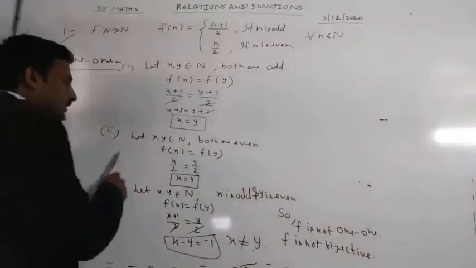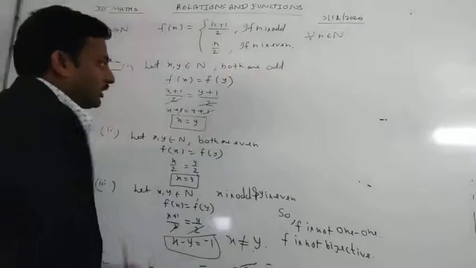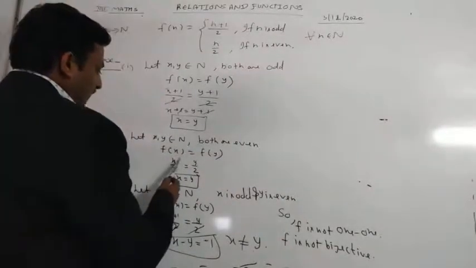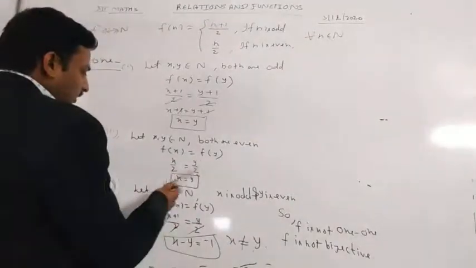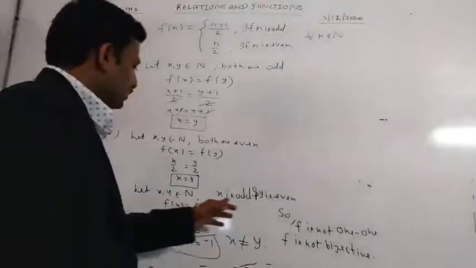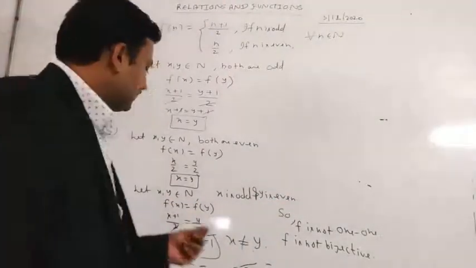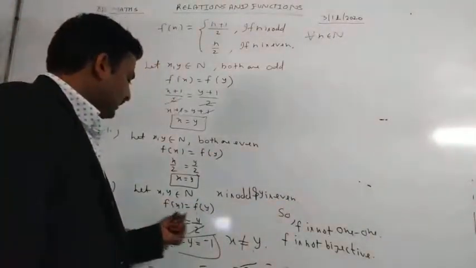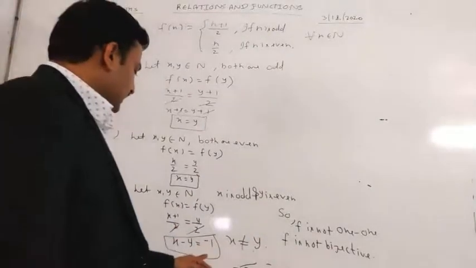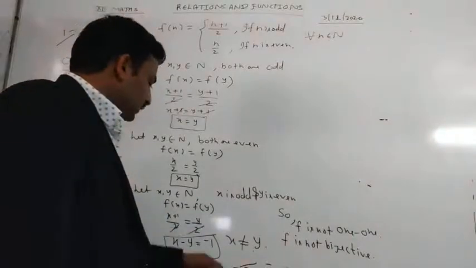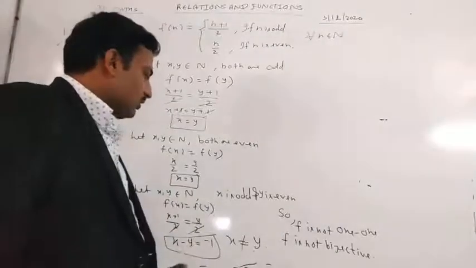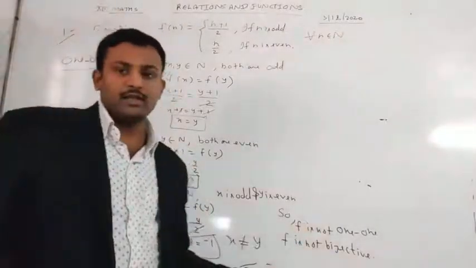Now second, when x, y belong to N and both are even numbers. So f(x) is equal to f(y), x by 2 is equal to y by 2, 2 and 2 cancel, and x is equal to y. And third case, x, y belong to N, x is odd and y is even. So f(x) is equal to f(y), so (x plus 1) by 2 equals y by 2, the 2 will be cancelled. Now from here we get x minus y equal to minus 1. So x is not equal to y when f(x) is equal to f(y). So we can say that our function is not one-one.